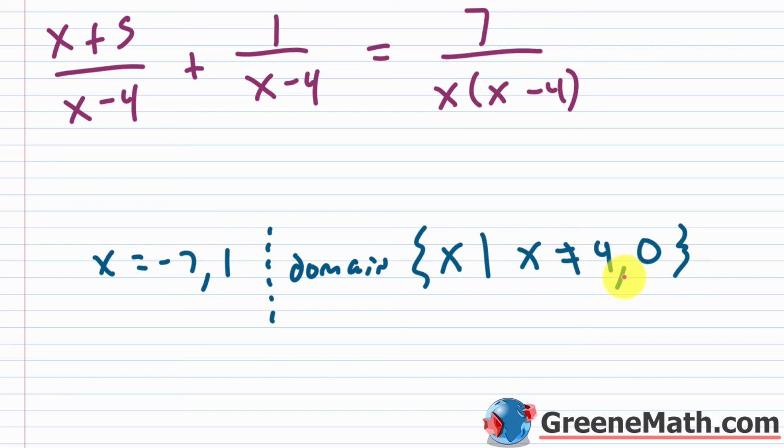Now to completely check your answer and make sure you didn't make some silly mistake, you just plug in. So let's start with negative 7. Negative 7 plus 5 is negative 2. This would be over negative 7 minus 4, which is negative 11. So this is basically 2 over 11. And then plus 1 over negative 7 minus 4. That's going to be negative 11. Let me move this up into the numerator. So basically 2 minus 1 is 1, so this would be 1 over 11.